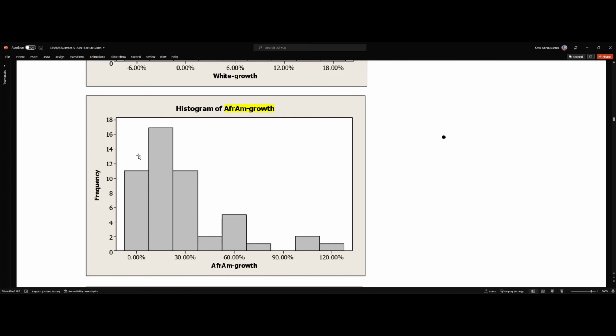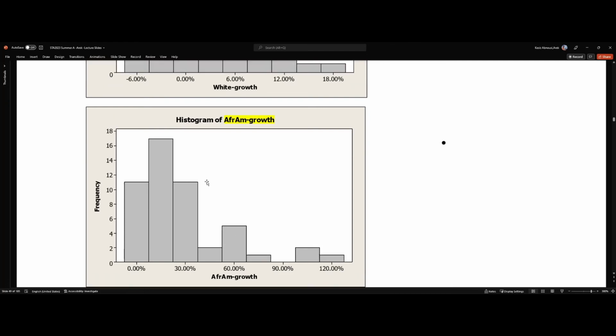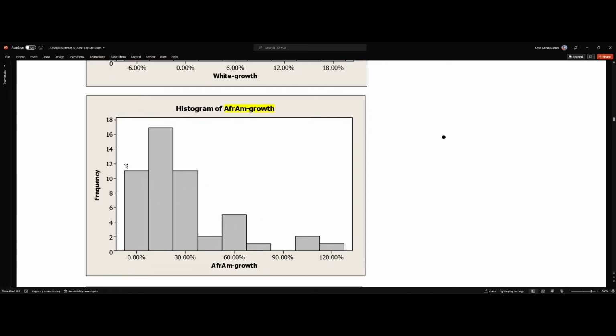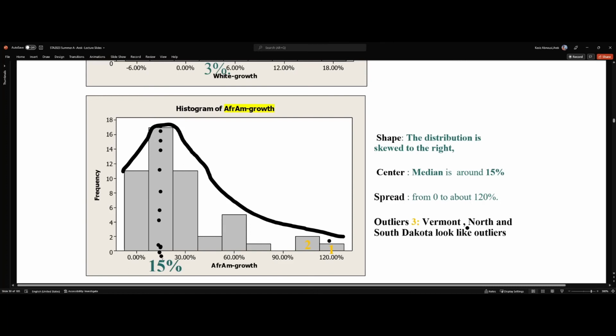Then for the other category, African American growth, which is the other category of our race, we can see this time it's skewed to the right. It's clear, not slightly skewed, because if we draw this line, it has a long tail. Then we can see the median. We use the median again because it's better when it's skewed.